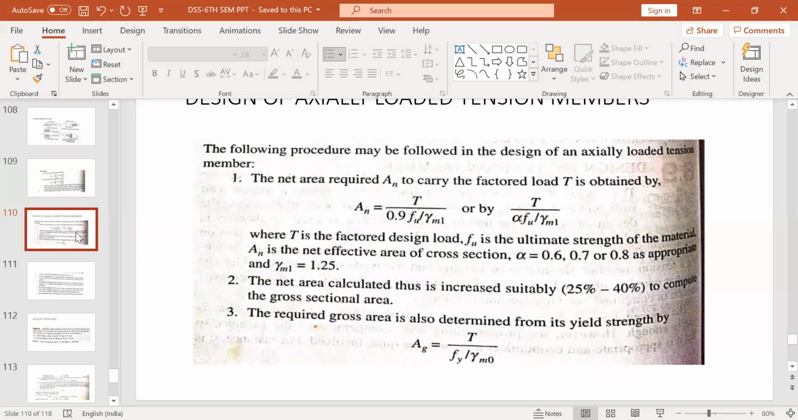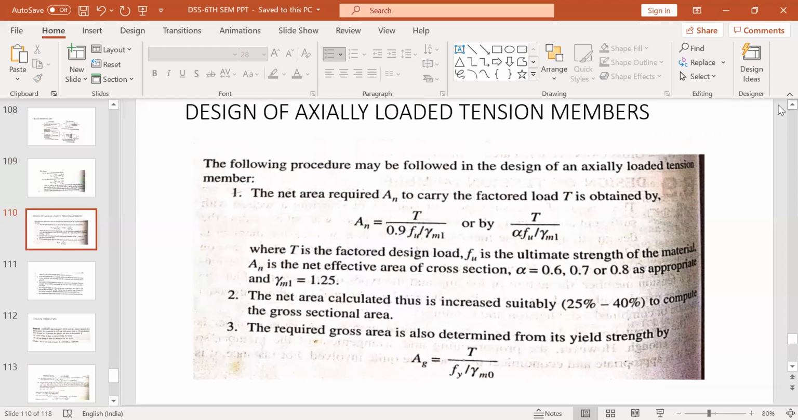Now let us understand the design of axially loaded tension members. In your syllabus, only the design of axially loaded tension members is there, but in reality, tension members are not always axially loaded. They are coupled with some eccentric moments, some bending moments and secondary moments. Load and bending moments is a different thing. So here I will keep our discussion confined to only the design of axially loaded tension members.